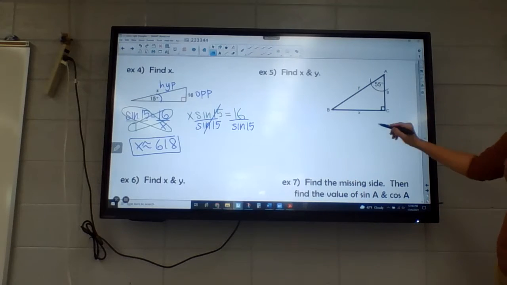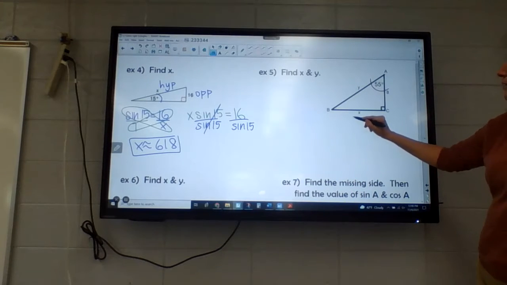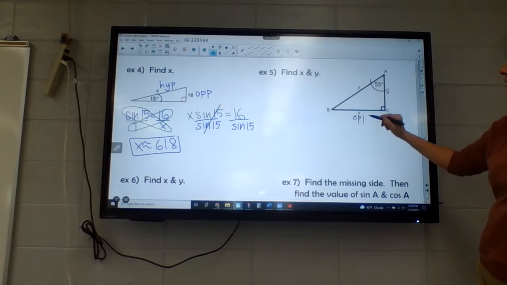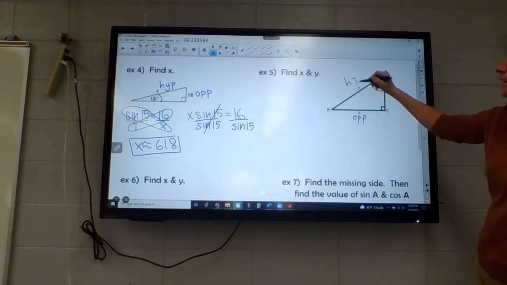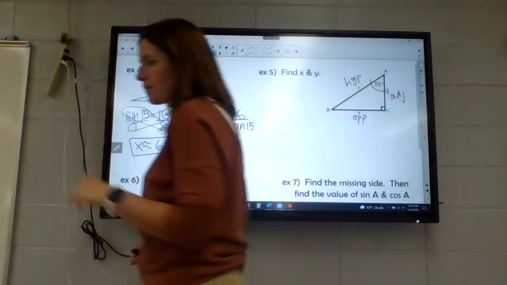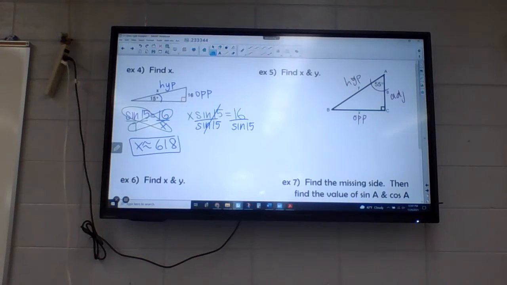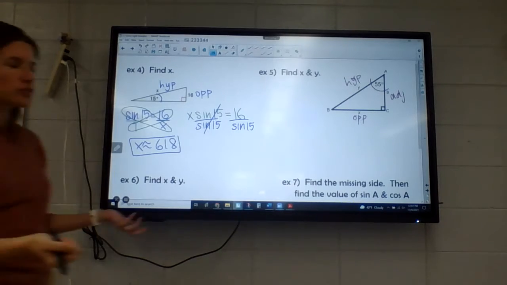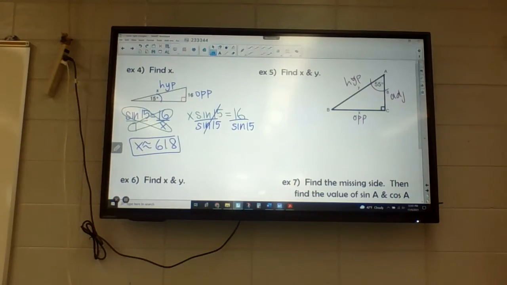So we have a 55-degree angle. So here's my opposite, hypotenuse, and then also adjacent. Which trig function did you guys use for this one? I would say tangent. Using a little bit of forethought here.